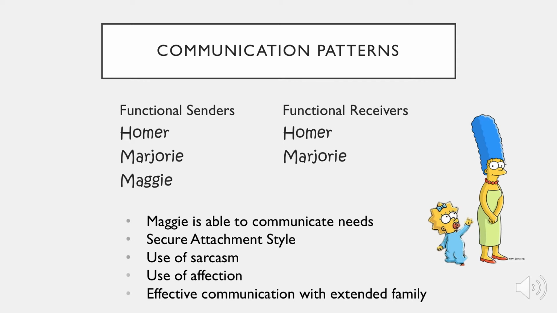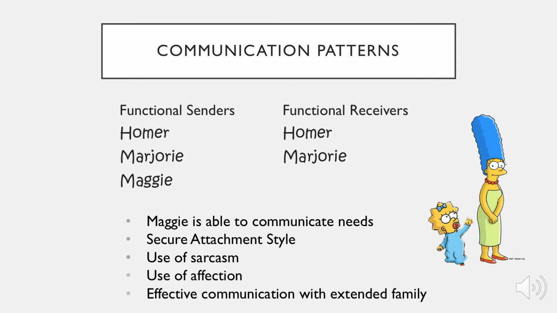Marjorie and Homer are able to understand Maggie's wants and needs through her sounds, words, cries, and physical gestures. However, Maggie cannot always understand what her parents need. Maggie is a functional sender, but not a functional receiver for this reason. There is a secure attachment style between Maggie and her parents. She cries initially when dropped off at her caregivers, but soon enjoys herself shortly after.